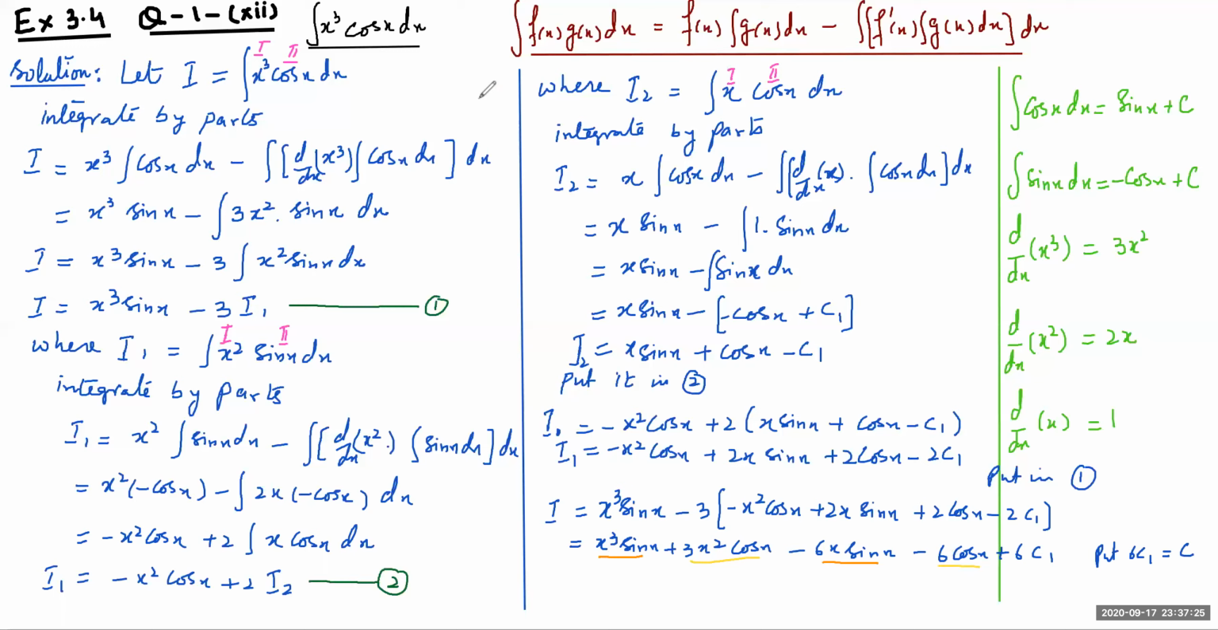Let's write the result now, and we get integral I is equal to x cube sin x minus 6x sin x. We have to take sin x common, so we get x cube minus 6x inside the bracket and sin x outside, then plus 3x square cos x minus 6 cos x. So what do we get? We get 3x square minus 6 inside the bracket and cos x outside the bracket, and in place of 6c1 we are going to write c, and this is our answer.